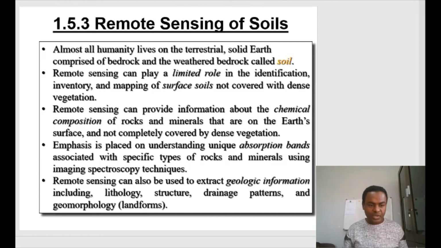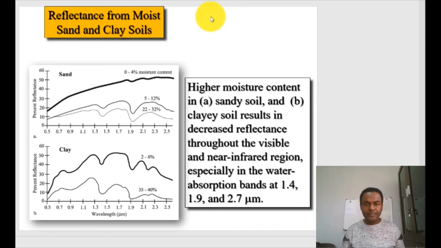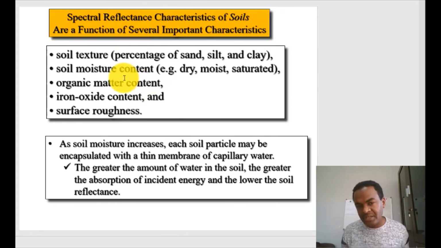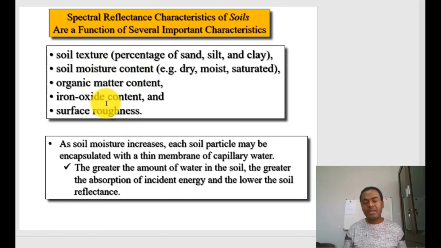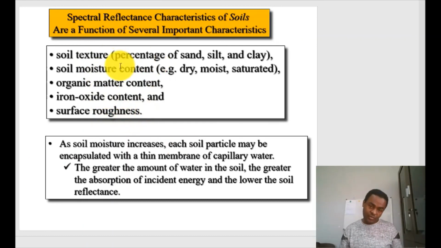For example, look at this drainage pattern extracted from satellite imagery. Having this drainage pattern information, we can use it for hydrogeology, hydrological analysis, lineament analysis, and the like. The reflectance characteristics of soil can be a function of texture, moisture content, organic matter, iron oxide content, and surface roughness. So all of these factors need to be considered.